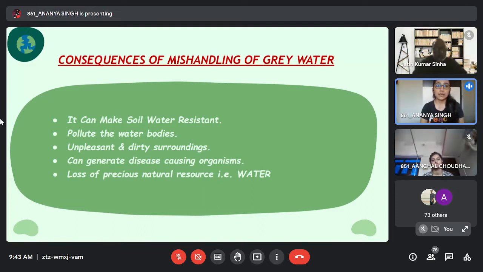Now, the consequences of mishandling of grey water. It can make soil water resistant, pollute the water bodies, create unpleasant and dirty surroundings, generate disease causing organisms, and cause loss of a precious natural resource, that is water.